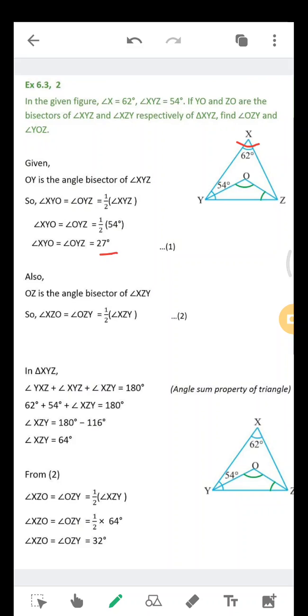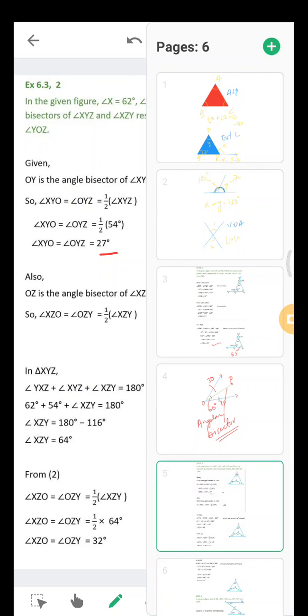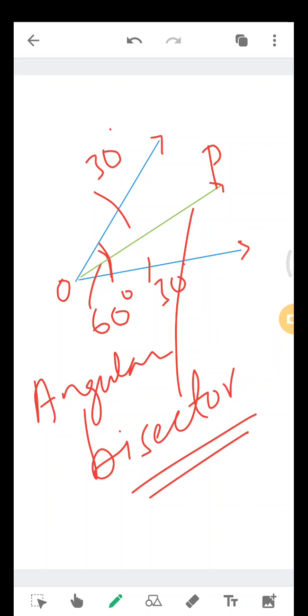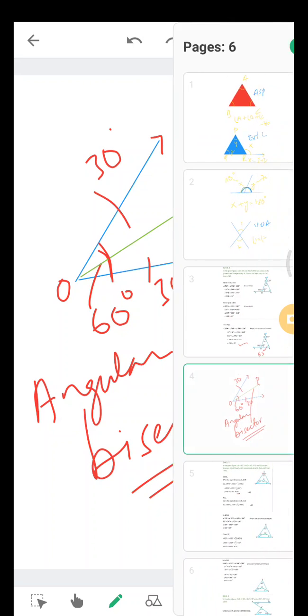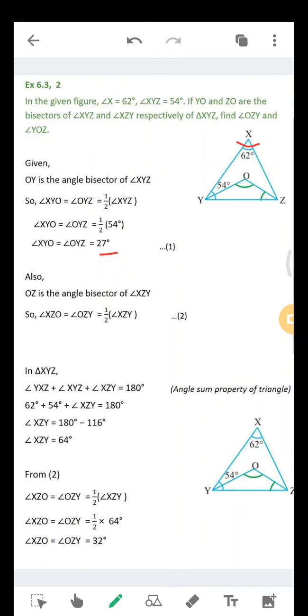Just now I told you in the previous case that if this angle is 60 degrees and you draw a bisector for this angle, that angle will be divided into two equal parts. So the same thing we are doing here. This angle 54, YO is the bisector for it, so that angle 54 becomes half, and it is named as XYO and OYZ. So we got this as 27, and the other part is also 27.